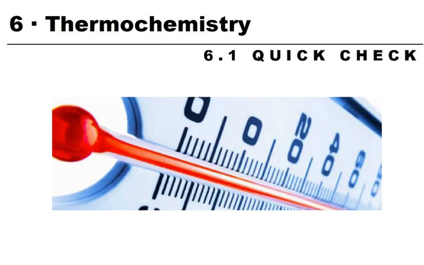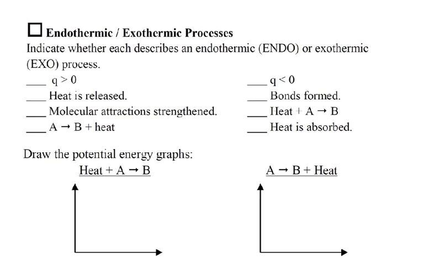I'd like to review the answers to Quick Check 6.1. So we'll start off here, exothermic and endothermic. For each of these little ideas, we should be able to talk about whether it's exothermic or endothermic. So Q is greater than 0. The heat is a positive number. Positive means that it is taking energy in, so that's endo.